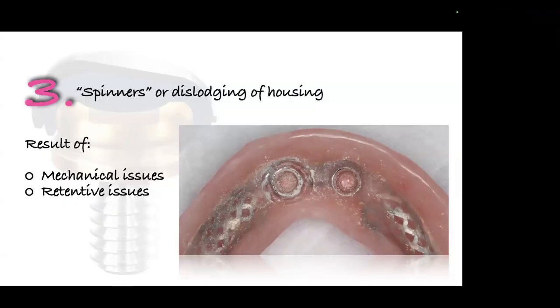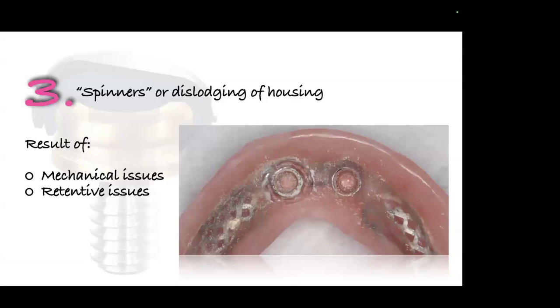I don't want to say it's a simple swap out, but it's a swap out of a part. So if you have a locator housing and you see that it's spinning, meaning if you put an explorer in there and try to rotate it and it moves around, now you know it is dislodged and separated from the acrylic. What you see here is me using a burr to take it out. But now what I use is a nice trephine burr and that will remove it. Also the same thing with the ball attachment. That can be trephined out. So this is just an example here.